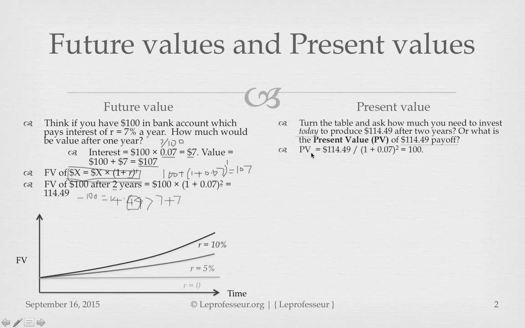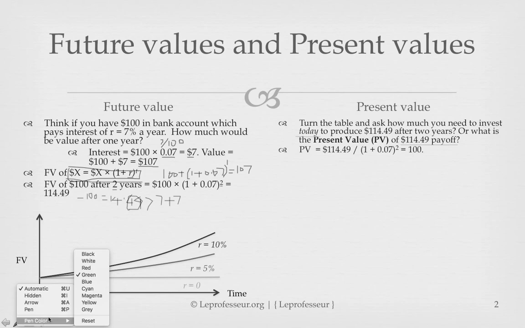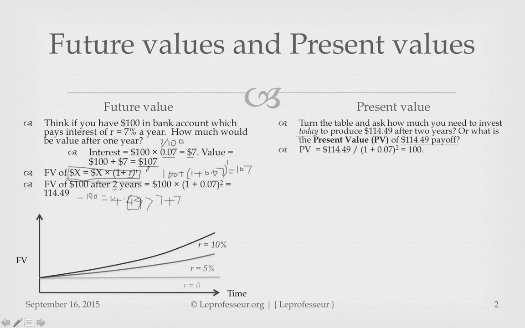So how much would the value be? 114.49 divided by 1 plus 0.07 squared. Now notice that this is just the reverse of the future value formula. In the future value formula, you are multiplying by 1 plus r to the power t. Here you are dividing by 1 plus r to the power t. In present value, you are dividing by this factor. So this factor is called the discount factor.